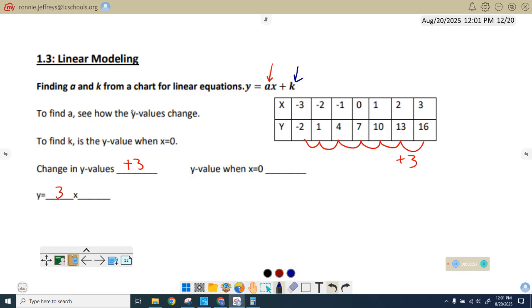Okay, our K is the Y value when X equals 0. So we look up here. All right, so here's where X equals 0. That value is 7, and it's positive, so I'm putting it in. So that is our equation for that chart.